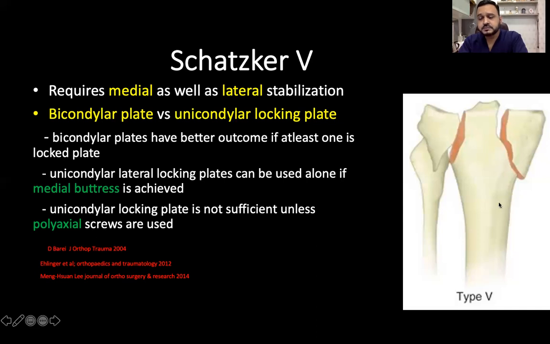then it won't be enough to get a good purchase in the medial condyle to prevent varus displacement. And most of the time, as I had just mentioned, there could be a coronal component as well. So you need to have polyaxial screws going in different directions to hold that medial condyle in a proper manner. Then and only then can you get away with a unicondylar lateral locking plate.